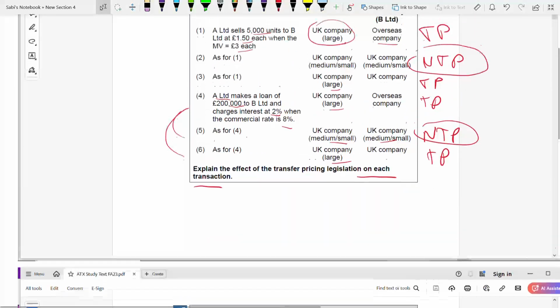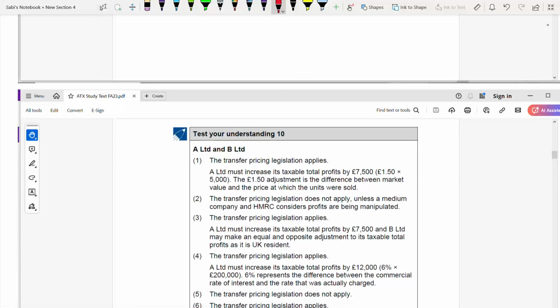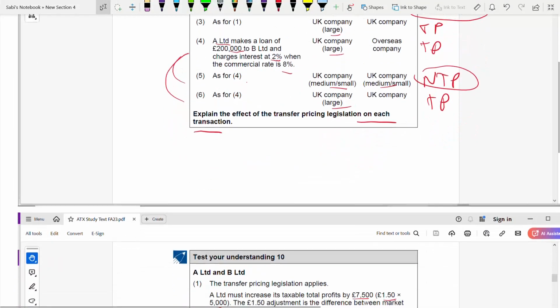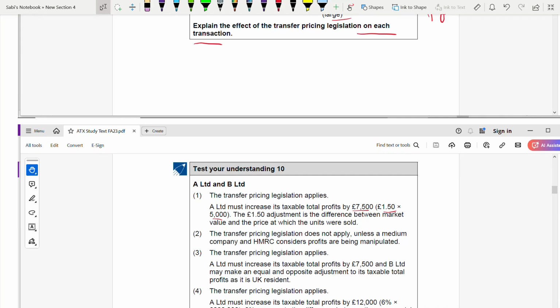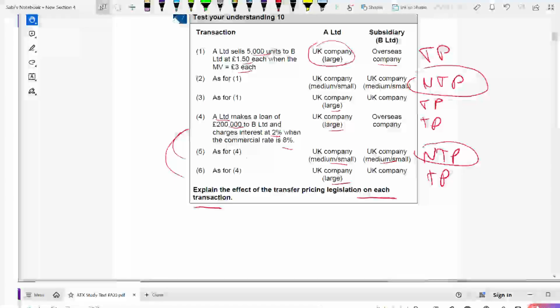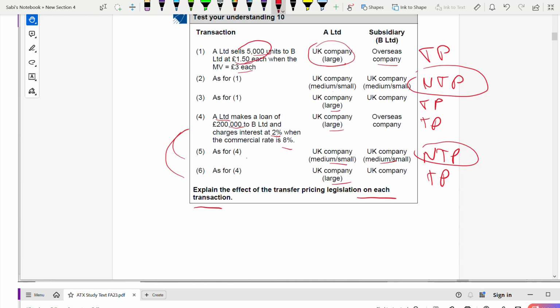So 1.5 into 5,000 is 7,500. Normally the market value is 3, you have charged 1.5. So what should you do? Transfer pricing legislation applies in the first one, as I told you. A Limited must increase its taxable total profit by this much. The adjustment is the difference between the market value and the price at which the units were sold. It is 3 minus 1.5, the difference. Because your price is 1.5, the market price is 3, so you are having a lower profit. Remember, who is selling is the one who is making a profit or a loss. A is selling, so A has to do the adjustment, not B.